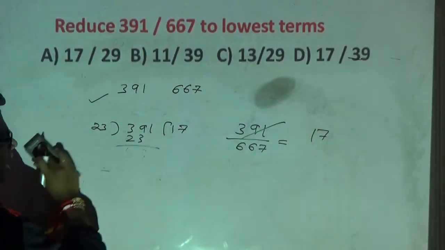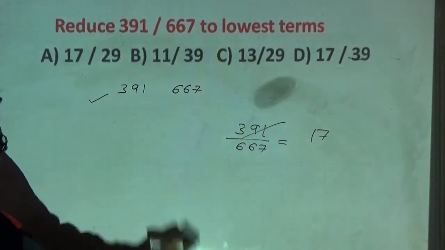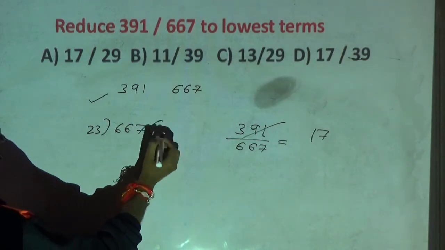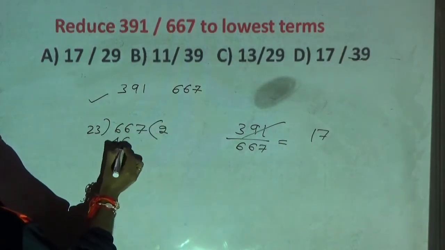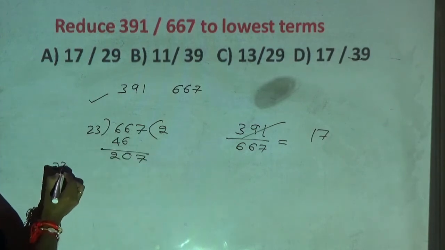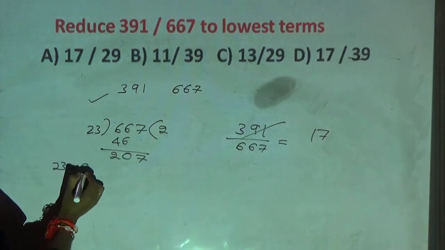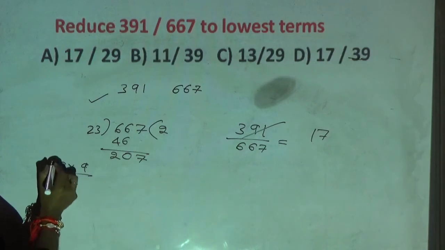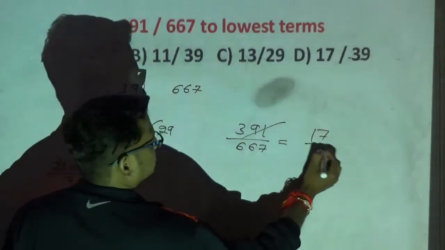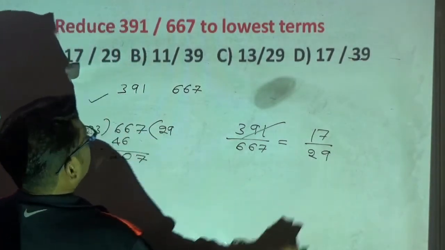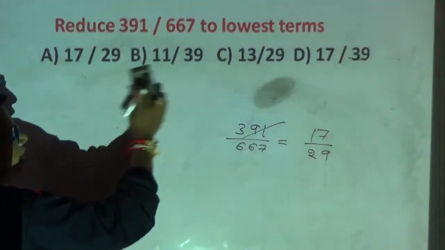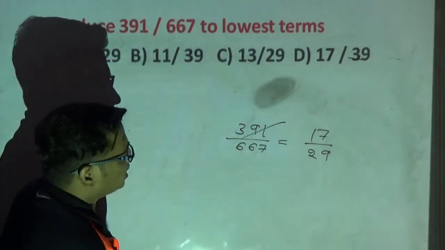Now from 23 I want to divide the 667. 2 times is 46. 0, 2. This is 7. 9 times. 9 3s are 27. 2. 18 plus 2 is 20. How many times? 29 times. So answer for this question is 17 by 29. See how I came to know from which number I need to divide this.